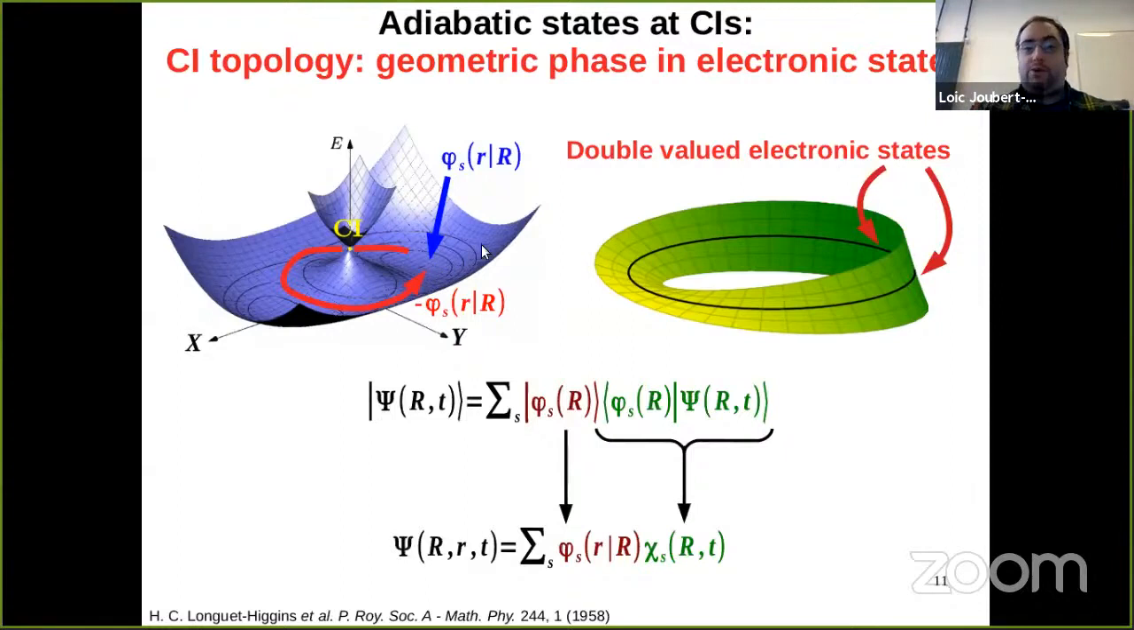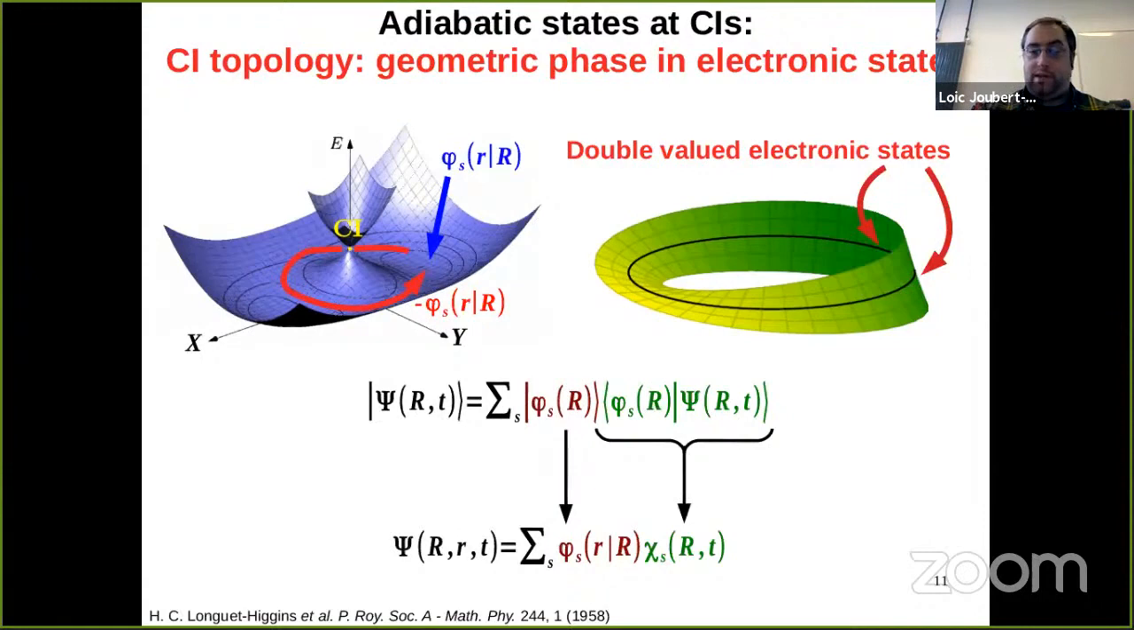It's as if they are living on a Möbius strip. You go around once and you change side, and you have to go around twice to recover the original state. But now what's the implication for the nuclear part? We know that the electronic state is double-valued, but the nuclear part is also double-valued, because it comes from the projection of the total wave function on the electronic adiabatic states. So in this integral, we also have double-valued quantities. And overlooking the geometric phase can lead to very wrong dynamics, as I studied.